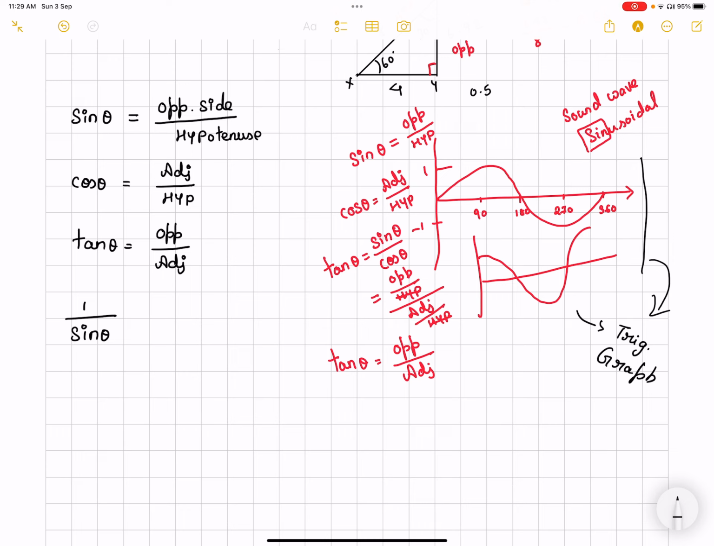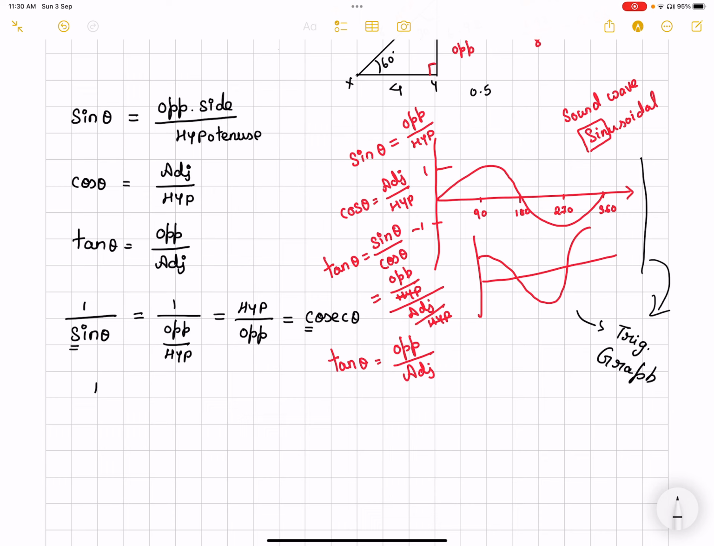Now 1 by sine theta. What is 1 by sine theta? It is going to be 1 divided by opposite divided by hypotenuse. Where exactly is the hypotenuse situated? It is situated in the denominator's denominator, which means it is a numerator. So hypotenuse divided by opposite, which we call cosecant theta. The one which is getting introduced will start with C, cosecant.